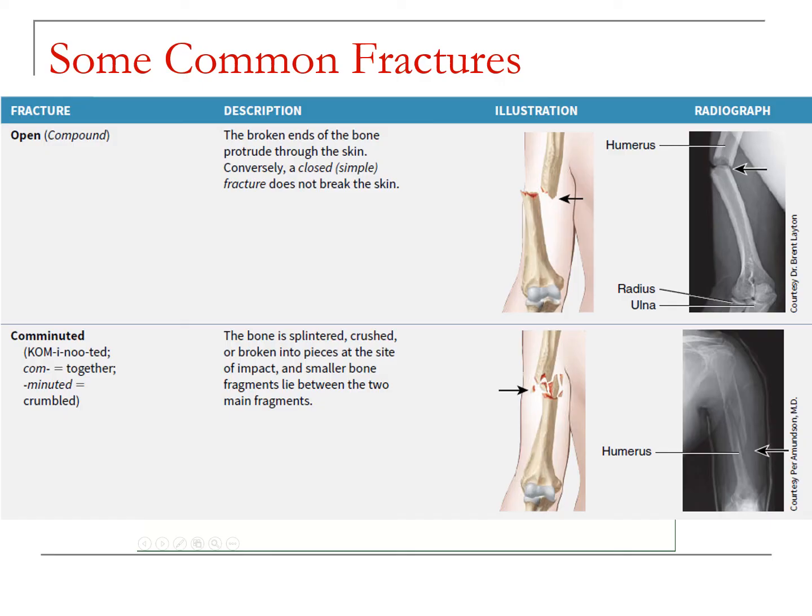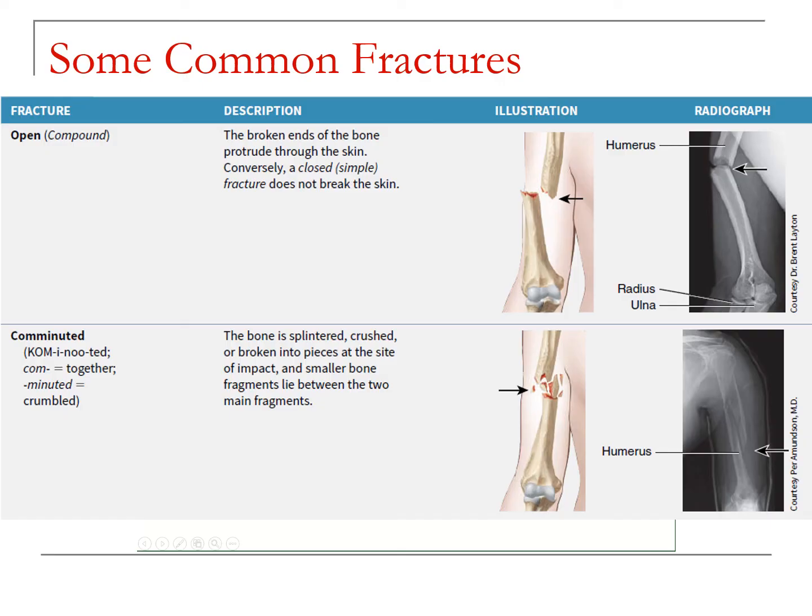So there's a complete fracture over here, and it's open because the skin is also disrupted over here. So there's a break in the humerus over here. So this is a complete type of fracture. It's open, compound, because the skin also is broken.